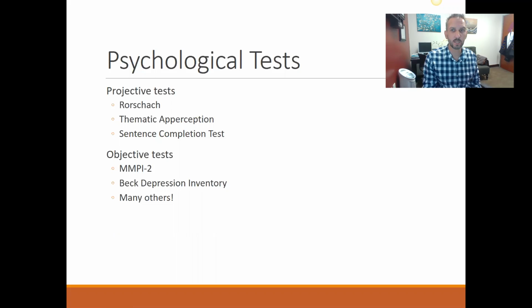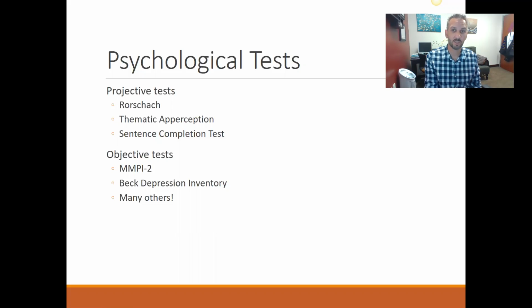And then the second group is the objective tests. There's actually far more objective tests than there are projective tests. And they can include ones like the MMPI, which stands for Minnesota Multiphasic Personality Inventory version 2. So it's MMPI-2. There's also the Beck Depression Inventory. And again, there's hundreds of other ones, far more than we can cover.